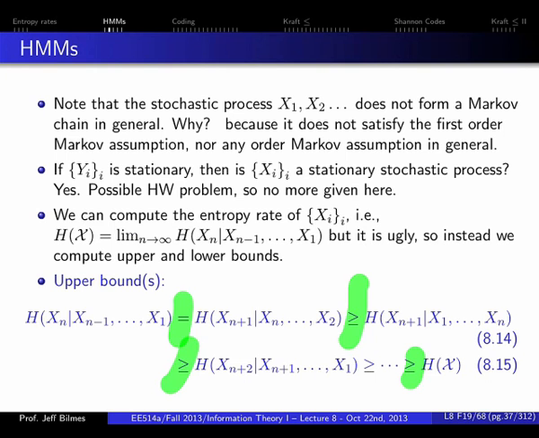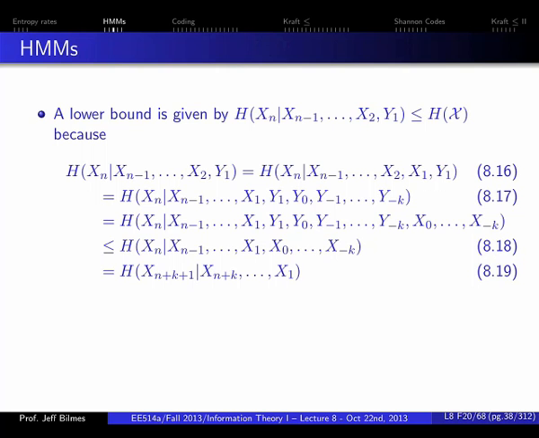So that's a very simple upper bound, just conditioning on the current one given all of the previous ones. Now, the lower bound is going to be given by additionally conditioning on the first Markov chain variable y1. So the question is, why is that a lower bound?